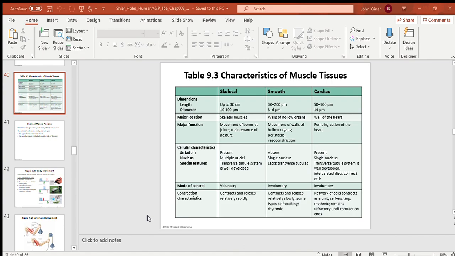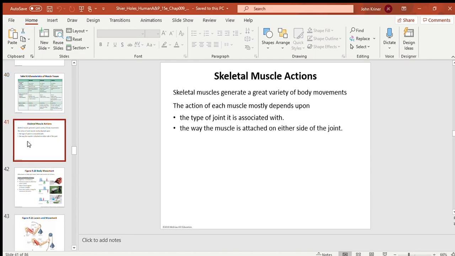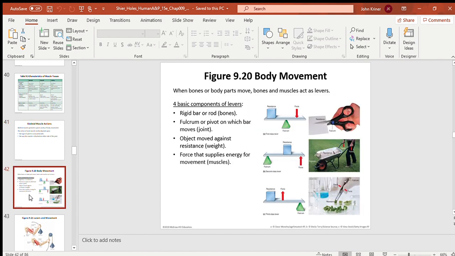This table kind of captures it all between skeletal, smooth, and cardiac. This will show up on your Quizlet, so it will be a test item. I don't think I need to go through and read all the different parts of it. On to skeletal muscle. The different lever actions, I'm not going to test you on that.